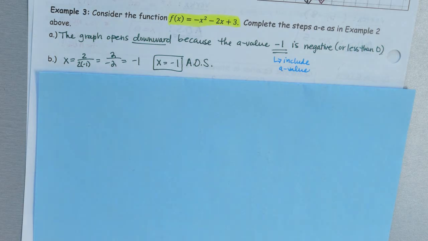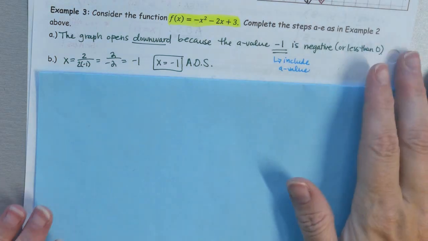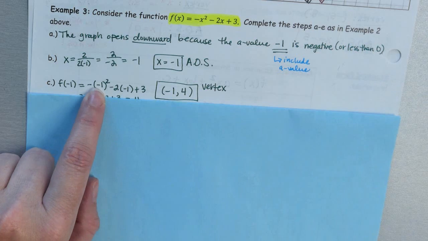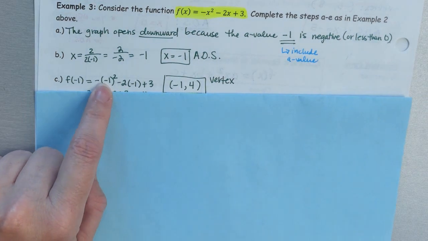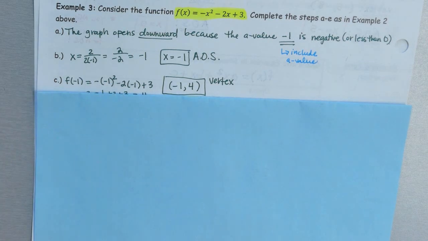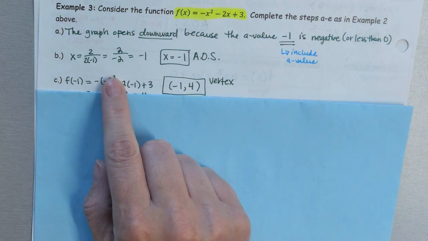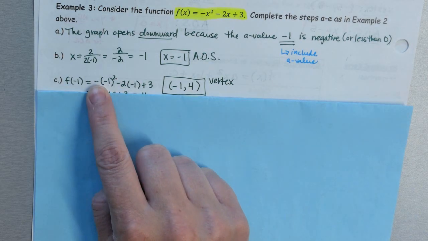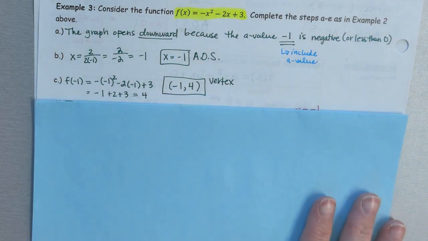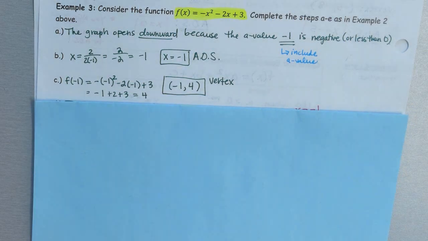You have your axis of symmetry. We're going to take that value for x and plug it into the original equation. If you're using your calculator, you need to be careful about how you're entering that in. I highly recommend you do this with mental math. Negative 1 squared is 1. 1 times a negative is negative 1. A negative times a negative is going to be positive. So you should end up having negative 1 plus 2 plus 3, which is going to give you 4.